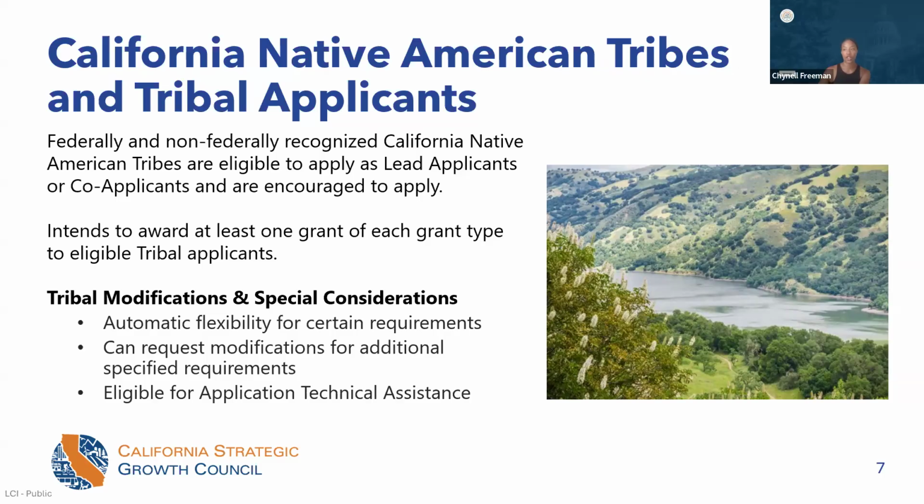Built into our guidelines are tribal modifications and special considerations, which include automatic flexibility for certain requirements and further modified requirements by request. Lead applicants who are tribes or tribally owned nonprofits are eligible for these modifications. Tribes will not be required to sign a limited waiver of sovereign immunity to receive reimbursement payments. If a tribe is receiving TCC payments via advance pay, SGC may require a limited waiver of sovereign immunity. Tribal applicants are eligible for individualized application technical assistance.